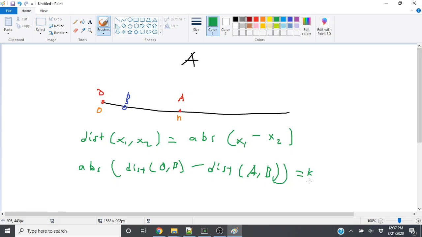Okay, so maybe for some inputs, it's not possible to find such a B. So what you can do is, in one move, move A to the left or to the right by 1, and you want to find how many moves you need to make such that there exists such a B. The way this works is, if you pick any B greater than both 0 and A, then the absolute difference is just A minus 0, which equals A.